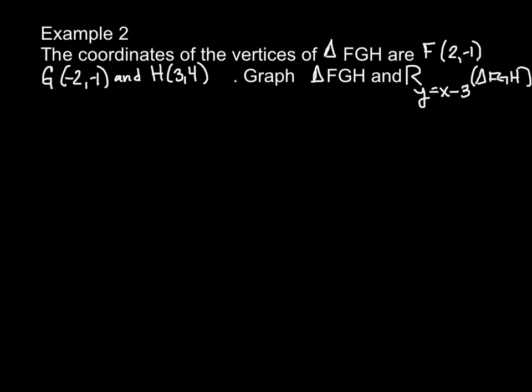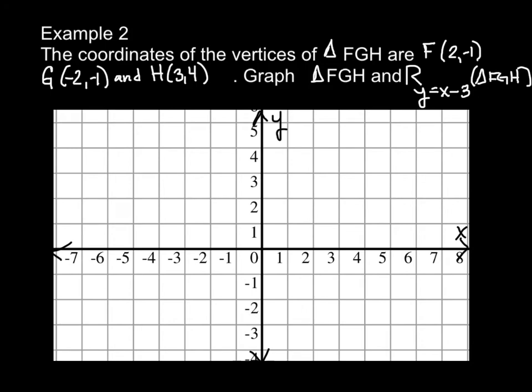Example number 2. The coordinates of vertices triangle FGH are these 3 points. Graph triangle FGH and the reflection over the line y equals x minus 3 of triangle FGH. So the first thing I'm going to do is magically have a coordinate plane appear. And there it is. So now we're going to first just graph the points we have. So let's graph F, which is 2, -1. And then we're going to graph G, which is -2, -1. And then we're going to graph H, which is 3, 4. So I'm going to connect these.